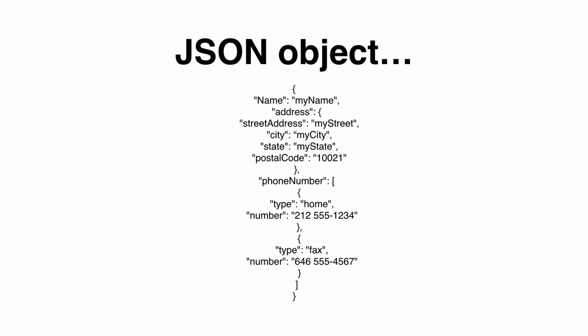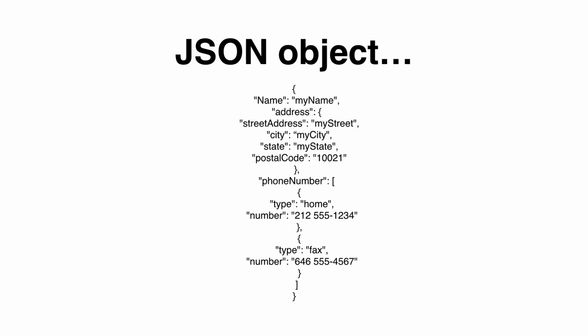The third pair is called state with a string value of myState. And the fourth pair is called postal code and has a number value of 10021. The array element is called phone number and has two object elements that each have two pairs.